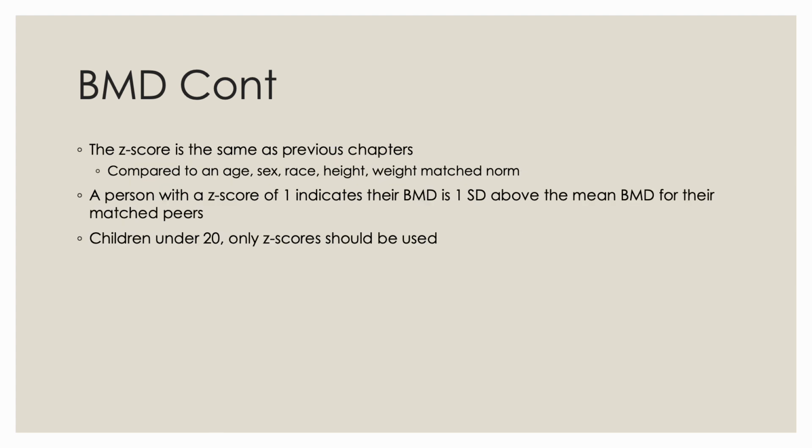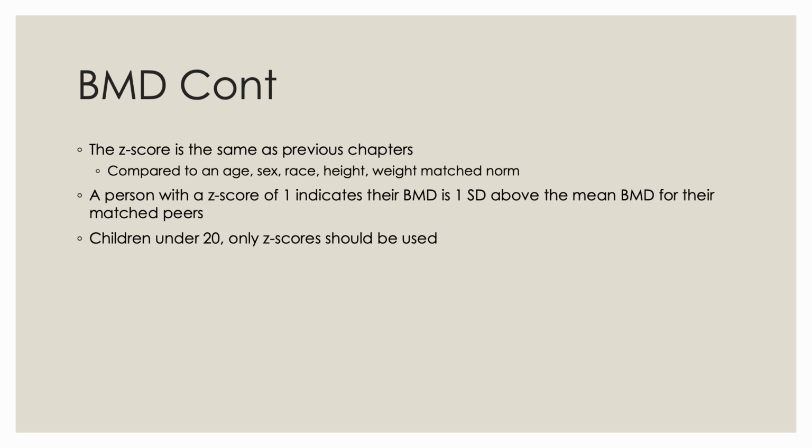When we're looking at the z-scores, we're measuring that compared to an age-matched norm. So the z-score is the same as in previous chapters, again, a mean of 0 and a standard deviation of 1. You want to compare to an age, sex, race, height, and weight matched norm. So there is a lot of normative data in the DEXA system so that all of these things can be taken into effect. A person with a z-score of 1 indicates their bone mineral density is 1 standard deviation above the mean bone mineral density for their matched peers. That doesn't mean it's equivalent to that of peak bone mineral density like it does for the t-scores.